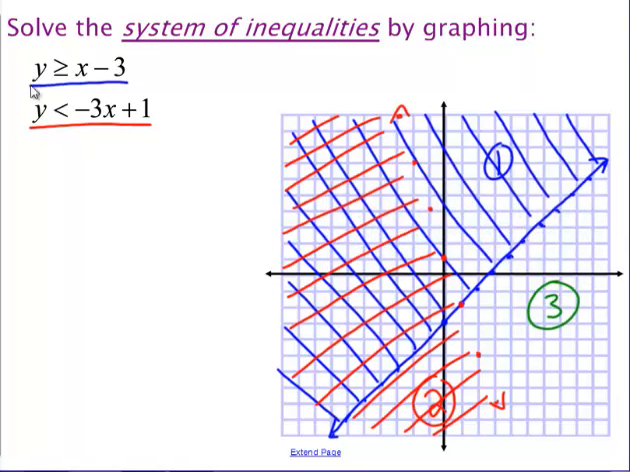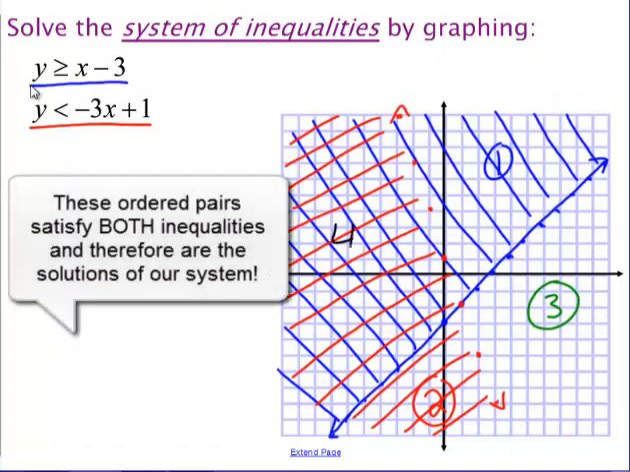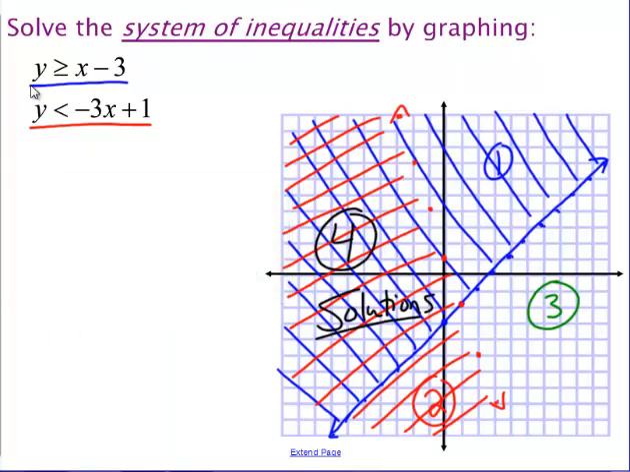But what we're really looking for is the solutions that satisfy both. And you can see that by where the red and the blue are both shaded. In here in this fourth region, those would be your solutions. Those ordered pairs satisfy both inequalities, and therefore they're the solutions of the system of inequalities.